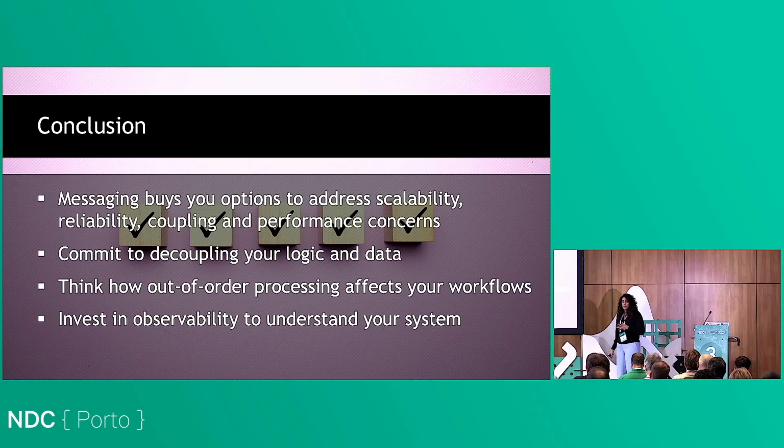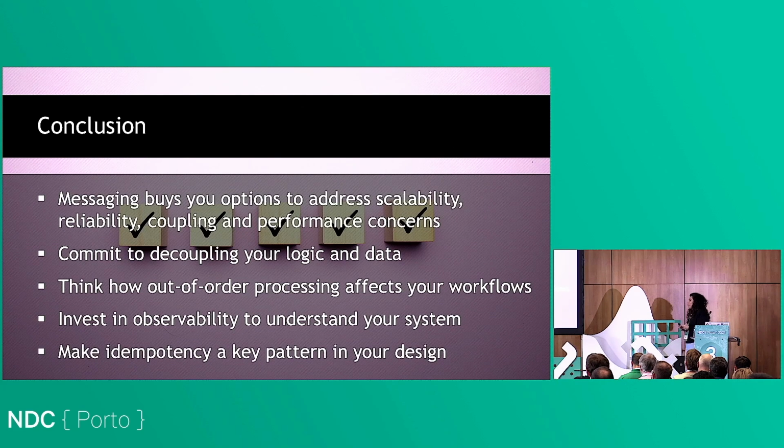Also invest in observability so that you understand what your system is actually doing in a production scenario, because there will always be these side cases that we never thought about, and we're then trying to figure out what happened. So it's really important to be able to go to some kind of tooling and try to understand what your system was doing in that live environment. And finally, make idempotency a key pattern in your design. It's not something that you can forget about. This is going to be also really, really important. And if you take all of those things into the back of your mind, then it's going to be super fun.